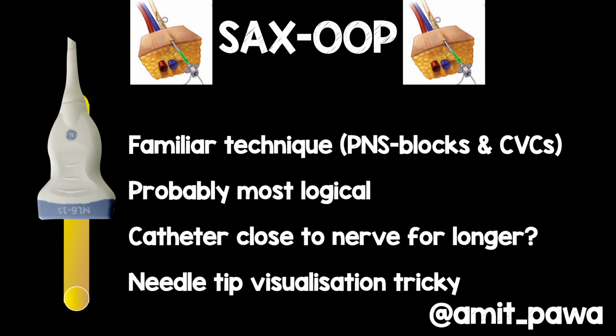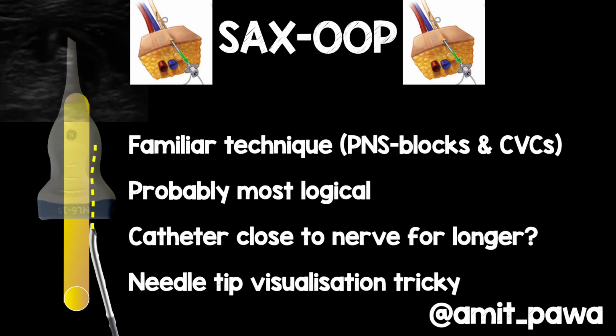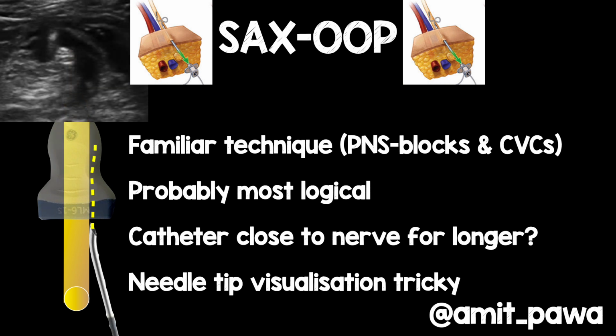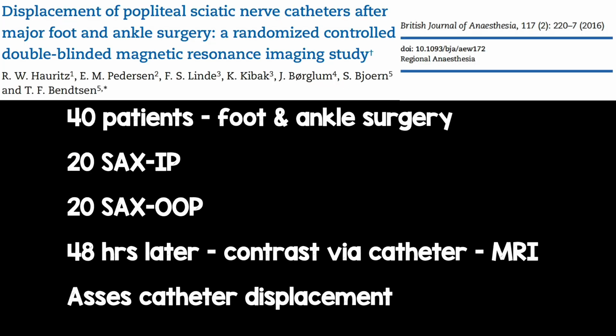And it probably is the most logical because you insert your needle in an out of plane technique, and when you thread the catheter, in theory, the catheter will lie close to the nerve for a longer period of time. You can see an example of a catheter coming in plane between a popliteal sciatic nerve block here. The issue, however, is when you thread the catheter out of plane, it's not easy to identify where the needle tip has gone, but also where the catheter tip has gone.